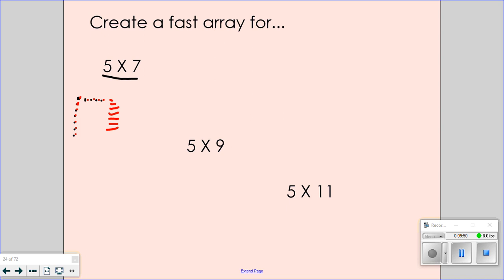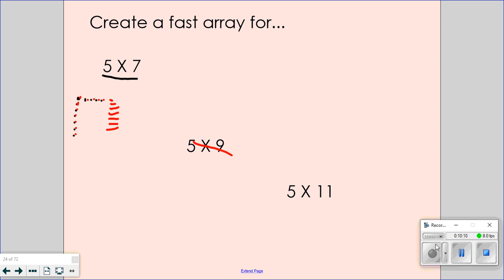Alright. We already have 5 groups of 9. See if we can do 5 groups of 11. Can you just put that right here? 5 groups of 11. Write that expression down. Draw your fast array in your notebook first. So put your hands down, draw your fast array first.